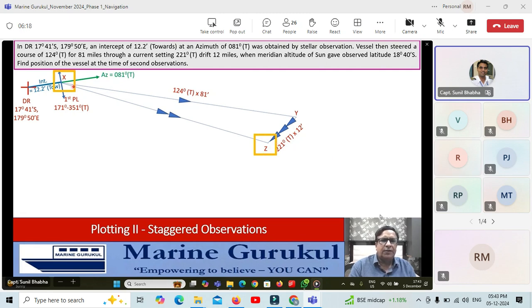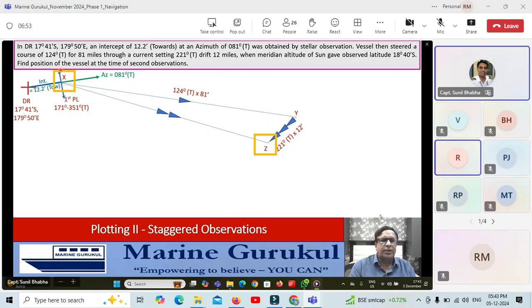That means we can mathematically calculate point Z, provided we know the coordinates of point X. But we do not have the coordinates of point X. On the contrary, we have the coordinates of this DR. But we know the direction of X and the distance. So if I have to come from this DR to point Z, then this is one leg that needs to be done. This is the second leg, and this is the third leg which has to be covered.